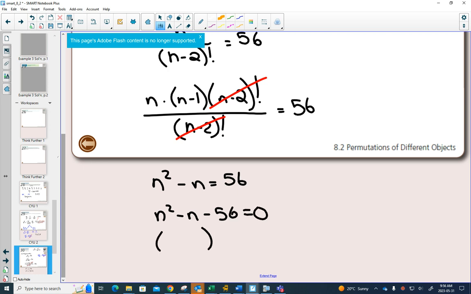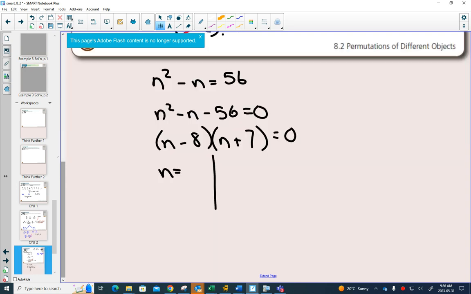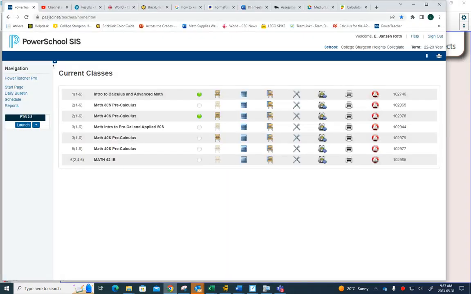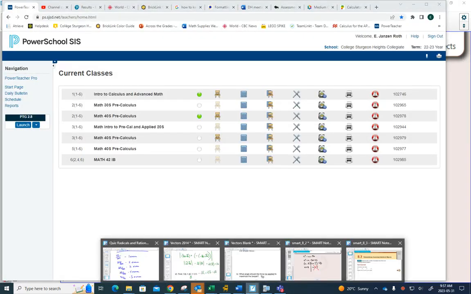It's a quadratic. You can make one side equal to 0 and factor. And you get two answers for n. n could be 8, or n could be negative 7. Now, based on the original question, our factorials only work for positive numbers and 0, so you'd have to cancel out negative 7, because you can't do a negative number factorial. So the only answer is n is equal to 8.